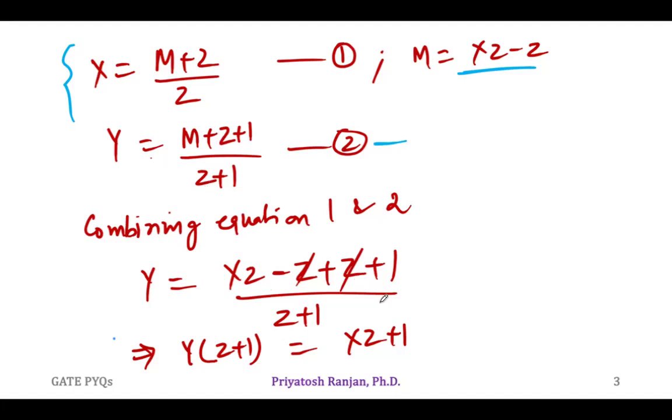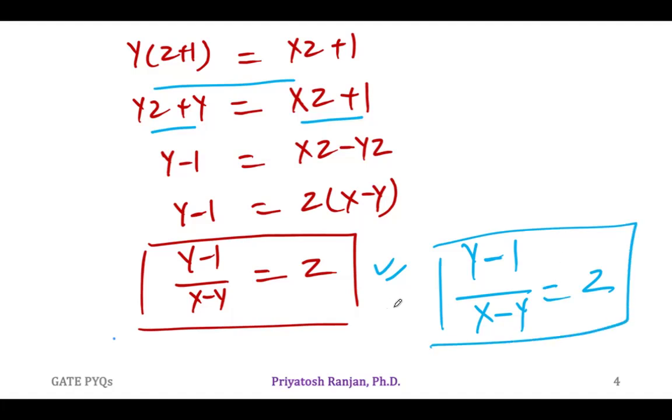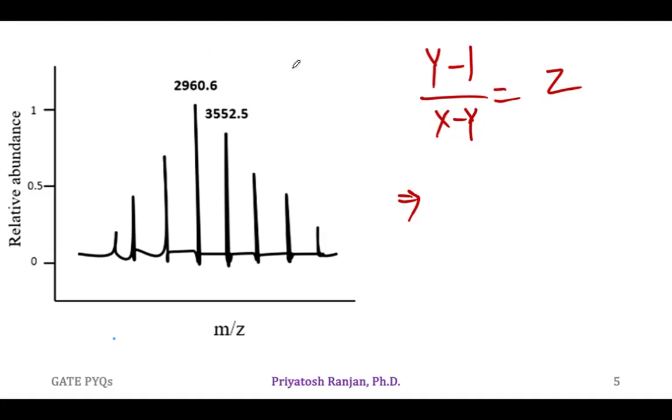I can further rearrange this equation, and the whole idea is to come up with the equation in the form of z, and that's all I'm doing. So y multiplied by (z plus 1) equal to xz plus 1. Then I can rewrite this as yz plus y equal to xz plus 1, or y minus 1 equal to xz minus yz. And this is the final equation where I can define z, which is (y minus 1) by (x minus y). This will give me the value of charge, and only then I'll be able to calculate the molecular weight. So let's get back to this picture. So you have (y minus 1) divided by (x minus y) equal to z.